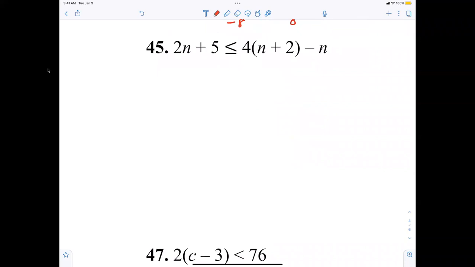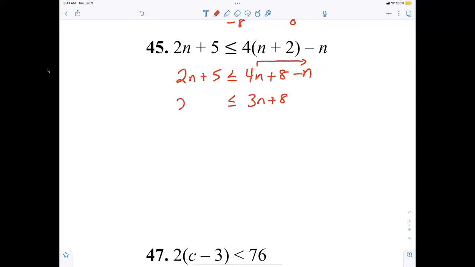It would be 2n plus 5 is less than or equal to 4n plus 8 minus 10. And then you would combine terms and it would be 3n plus 8. All right, everybody stop there and make sure you're listening to what he just said. Combining terms when they're on the same side.